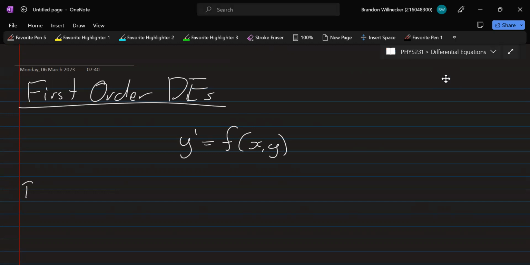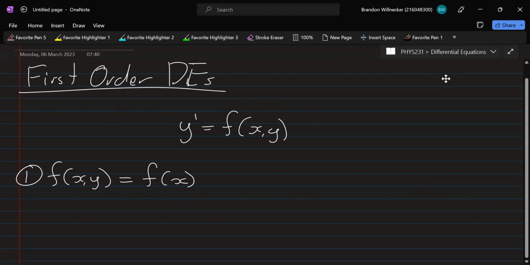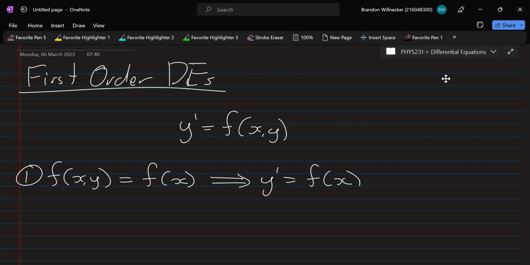Okay, so the first case and the simplest case is if this function f of x, y only depends on x. If that's the case, then we can use this first method. So f of x comma y is just some function of x. In other words, there's no y dependence in our right-hand side term. So in this case, we have y prime is equal to f of x. That's very straightforward because we have the derivative on the left-hand side, and the right-hand side just depends on x. Now, we want to solve for y.